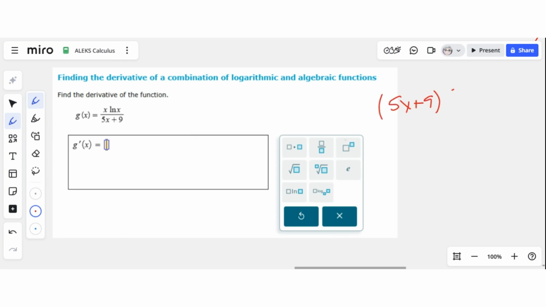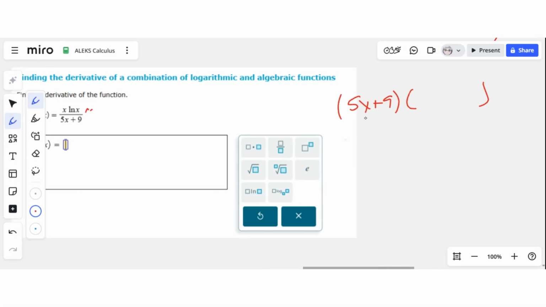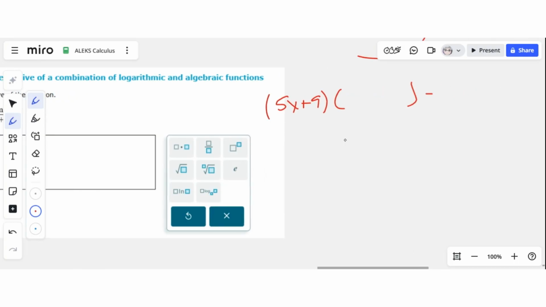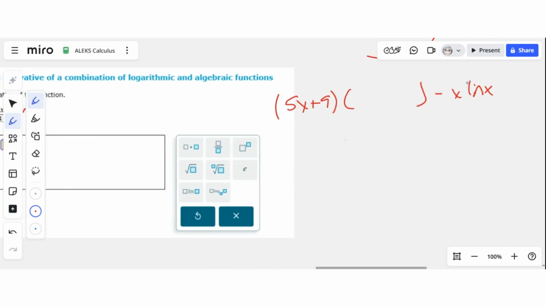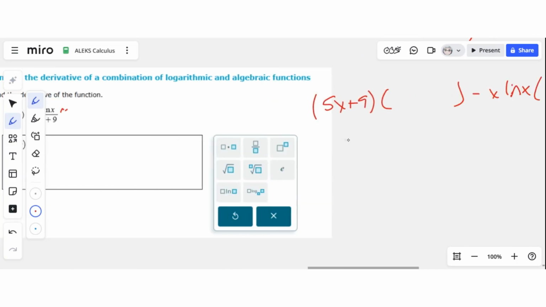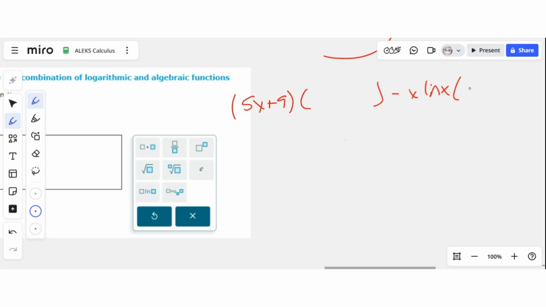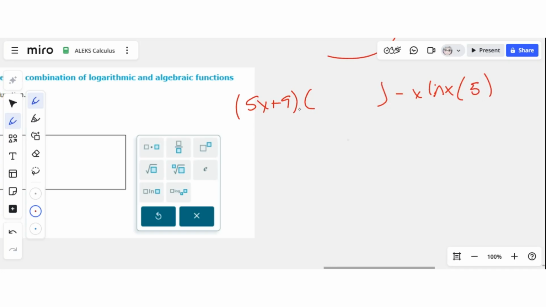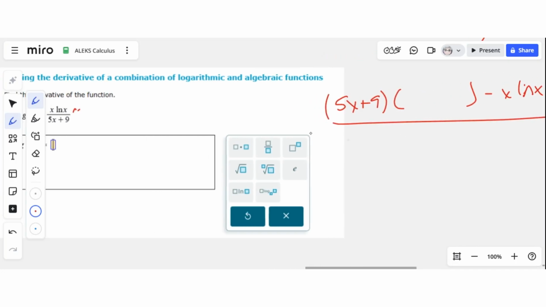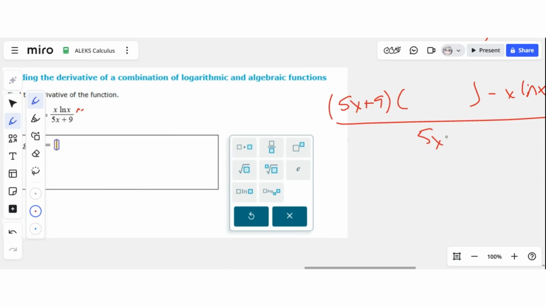So low d high, so the derivative of this thing. I'm going to wait a second on that. That's going to go in there. So low d high minus high d low, so x ln x. And d low, that one's pretty easy. That's just 5x plus 9. You're just going to get 5 here. All over low squared, so 5x plus 9 quantity squared.